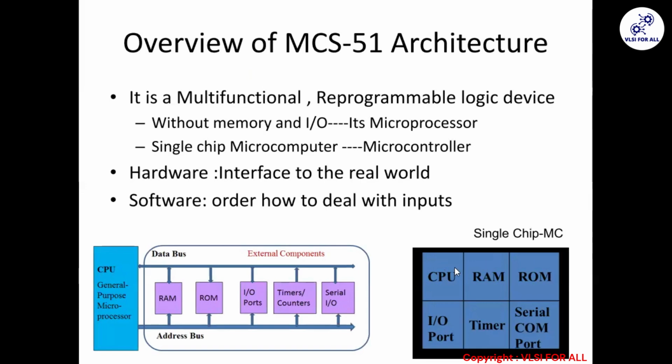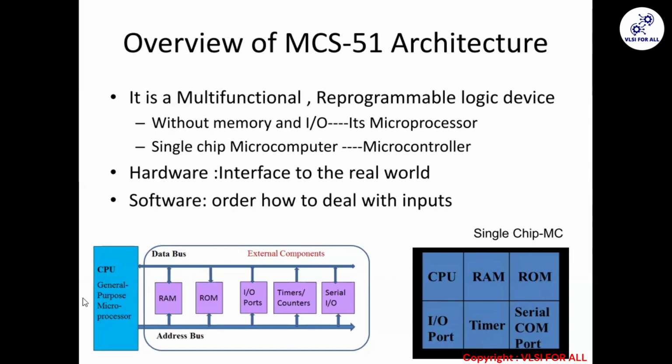This is how the microcontroller is. On one chip, everything: CPU, RAM, ROM, that is central processing unit, random access memory, which is used for data, and read only memory, which is used for the program. IO ports, which are helpful for connecting with the outside interface, a timer for setting the internal timings, and the serial communication port, all coming on the single chip.